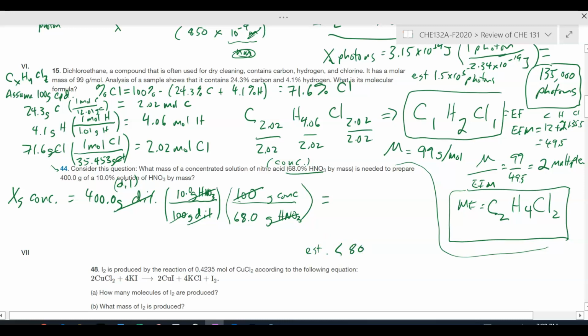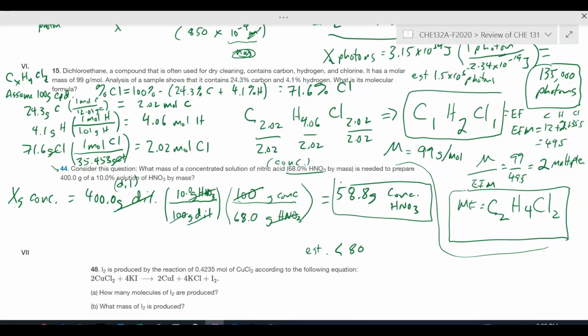So 400 times 10 divided by 68 equals 58.8 grams of the concentrated HNO3. So that meets my less than 80 criterion, so I'm pretty happy with that one.